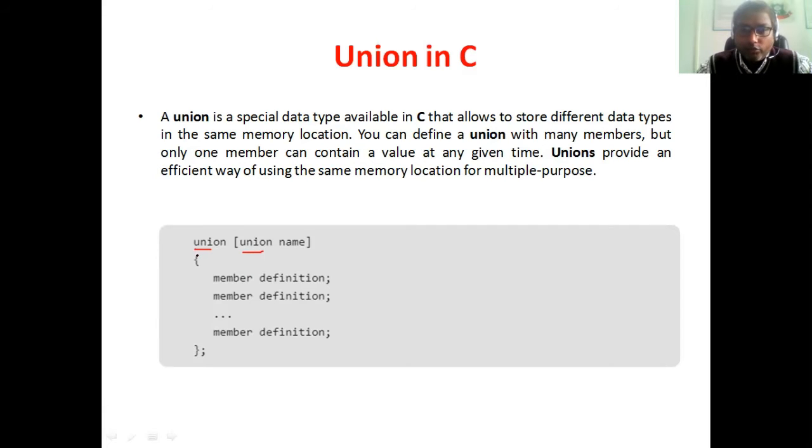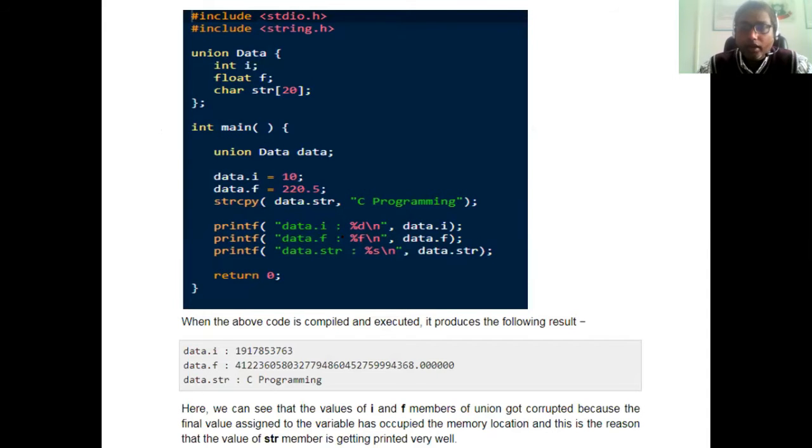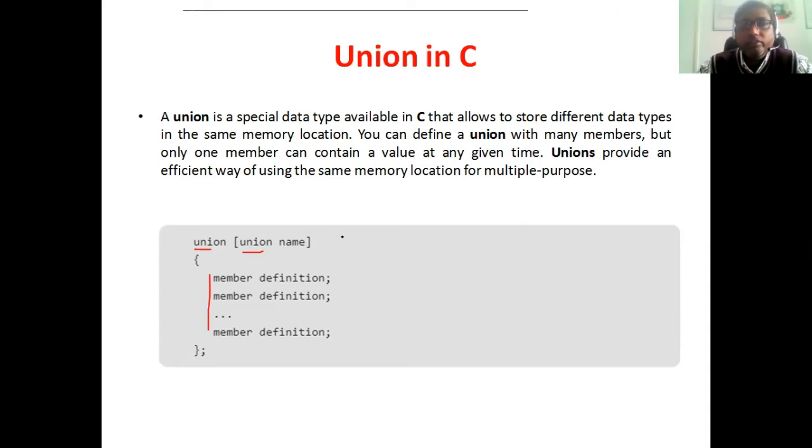After that, there is an opening brace followed by the members of this union. There is a member definition. That means the number of variables you have to declare under the union. After that, there is a close curly brace terminated with a semicolon. Okay. So likewise, you are going to define a union.